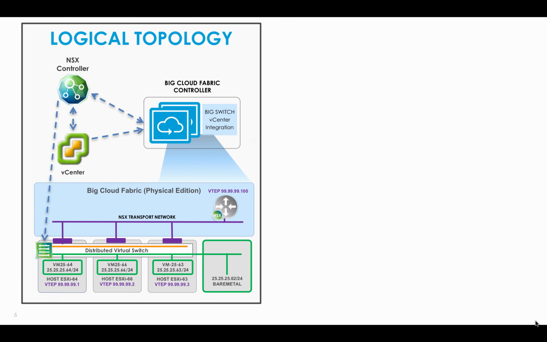On the left-hand side, we have a logical topology which has NSX controller and vCenter connecting to VCF controller, which is a single point of integration. NSX Transport Network has 3 software VTEPs and 1 VCF hardware VTEP. Logical Network in green color corresponds to NSX overlay with VMs behind different NSX VTEP nodes, as well as bare metal host behind VCF hardware VTEP.